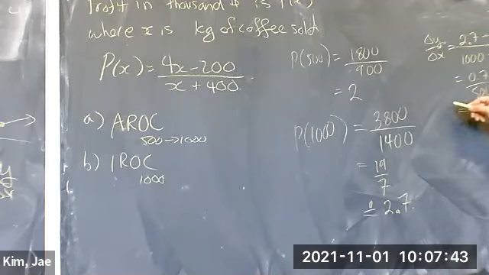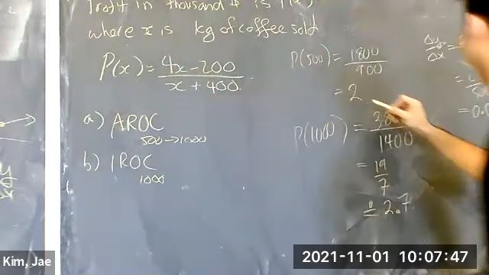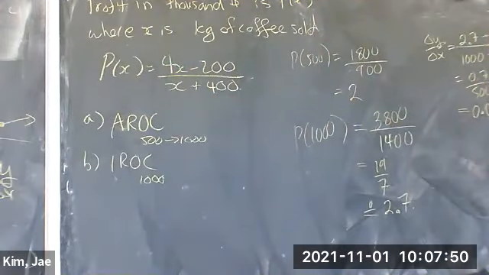Remember, the slope represents a y over x. What is my y? It is my profit in thousands per, what's my x? Kilograms of coffee sold. So this many thousands of dollars per 1 kilogram of coffee sold is my profit. It's my average increase in profit.